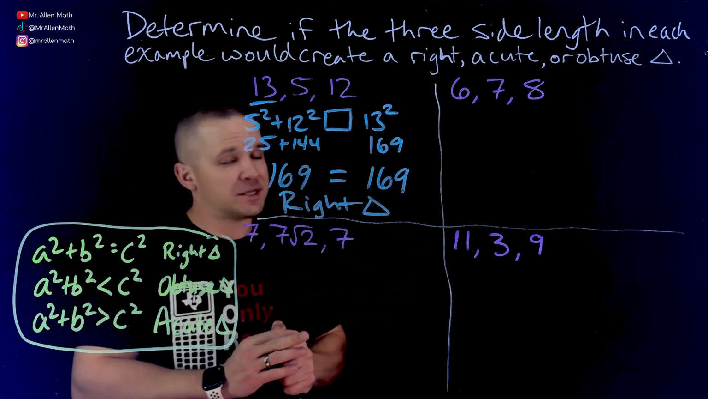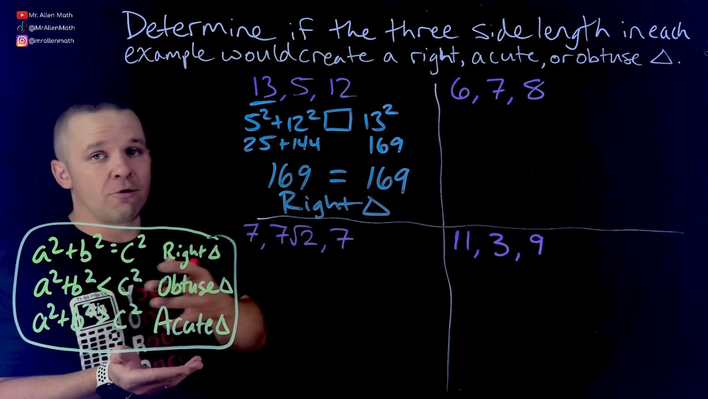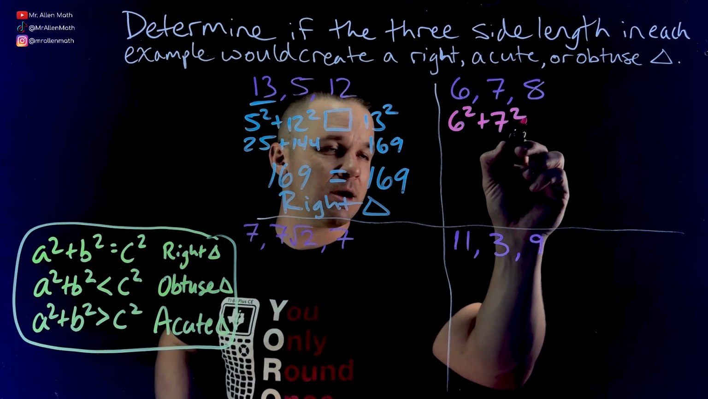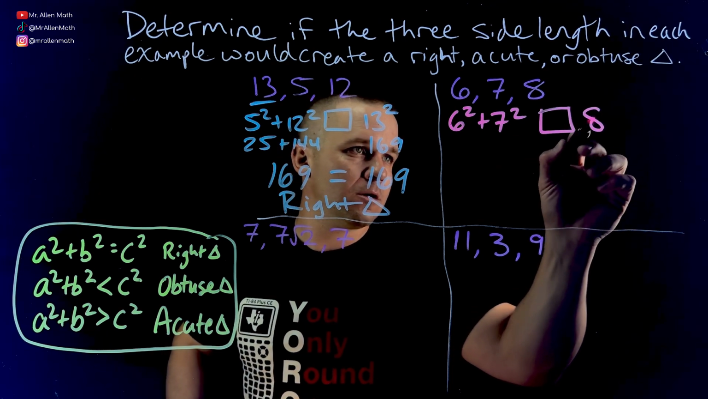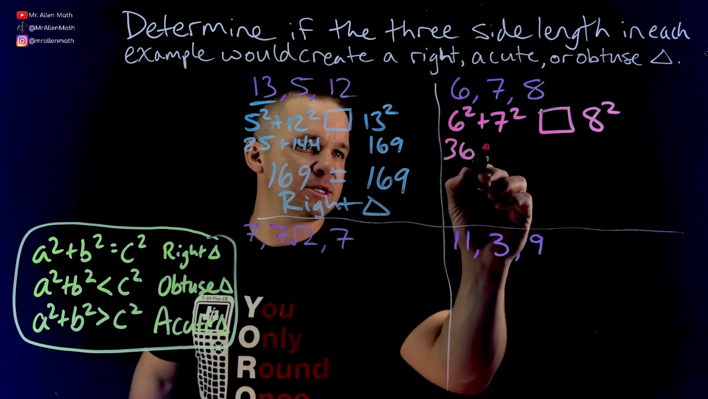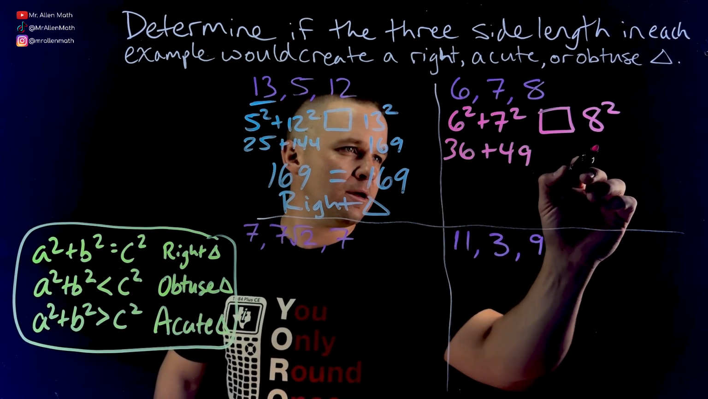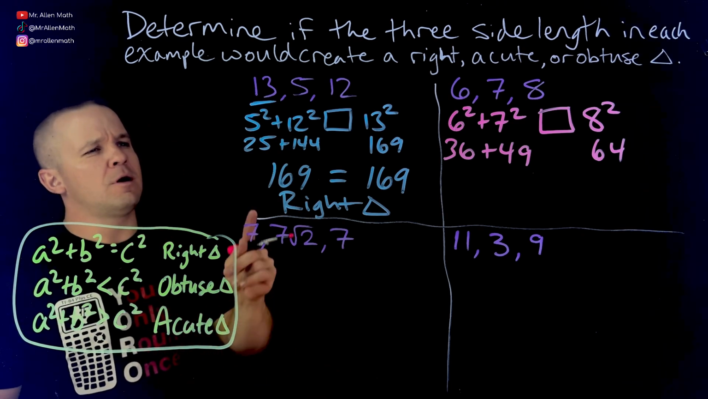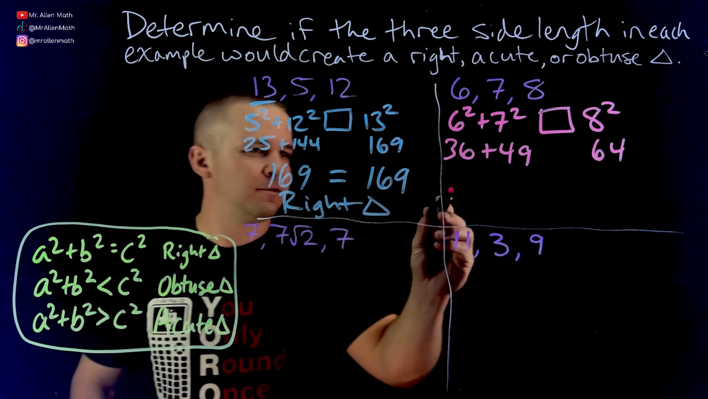All right. 6, 7, 8. Beautiful. In order already for us. So I can just do 6 squared plus 7 squared, little box, 8 squared. Well, 6 squared is 36. 7 squared is 49. 8 squared is 64. What's 36 plus 49? Let's be careful here. We got 70, 85.